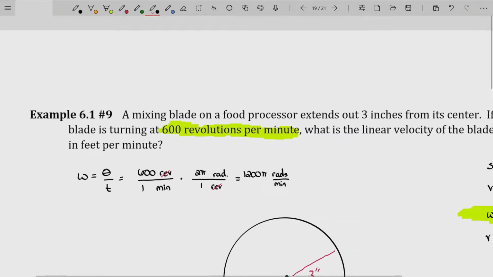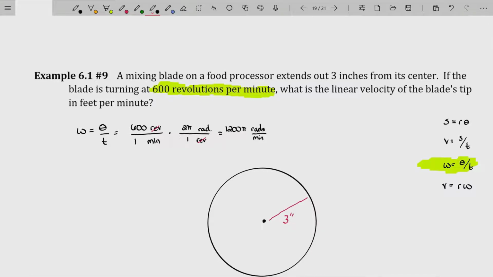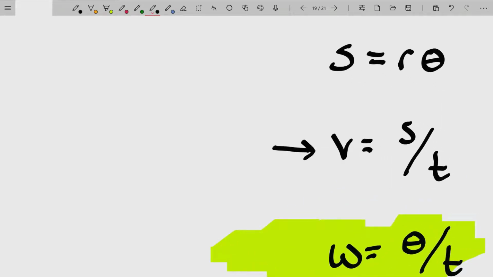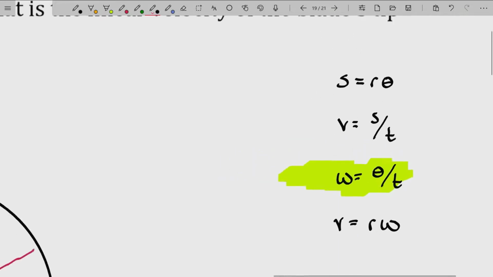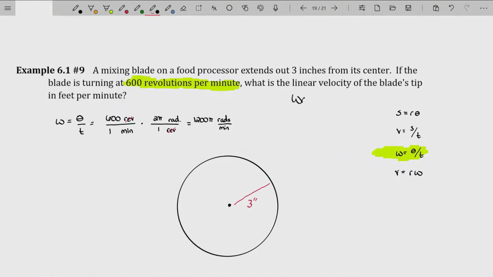All right, so let's see. What else do we have? What is the linear velocity of the blade's tip in feet per minute? So I want to use this formula if I can, or do we have another formula that involves linear velocity? Yeah, we sure do. So which of those two are you going to use? Well, we want linear velocity. We were given angular velocity and the radius, which is 3 inches. If we're given angular velocity and radius, then this is going to be the winner as far as formulas go. Because velocity is equal to radius times angular velocity. So let's go ahead and use that formula.